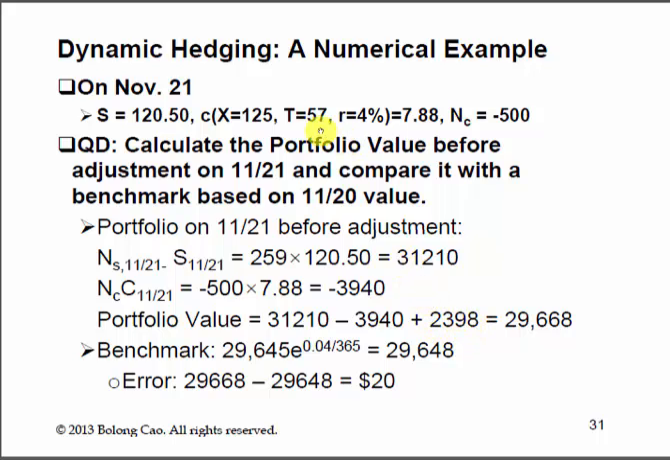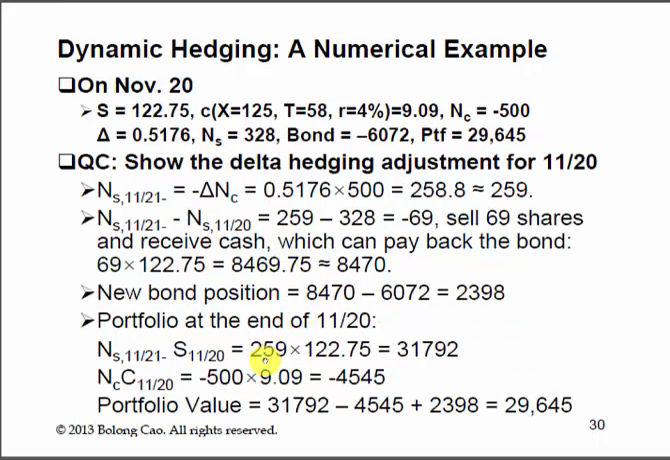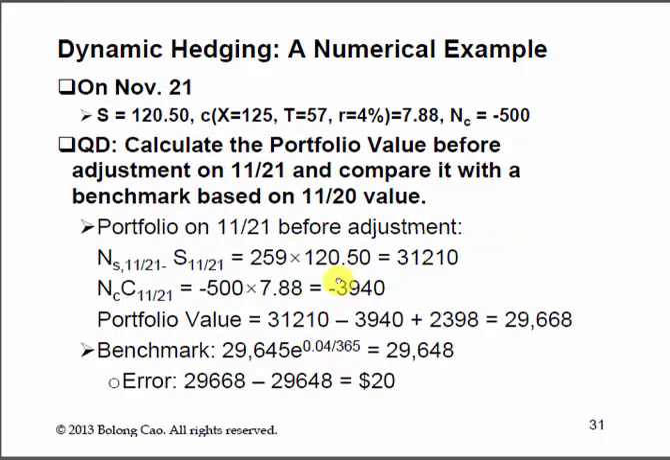Now let's look at what we have on the long underlying side. We do have, before the adjustment, right? We haven't adjusted it for the new data yet. So we still have what we had left from yesterday, 259 shares. 259 shares times 120 and 50 cents. That's the current share price. We got $31,210. That's the long underlying asset position.